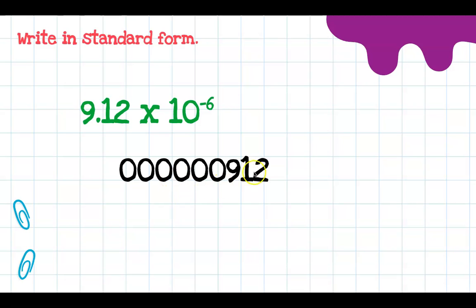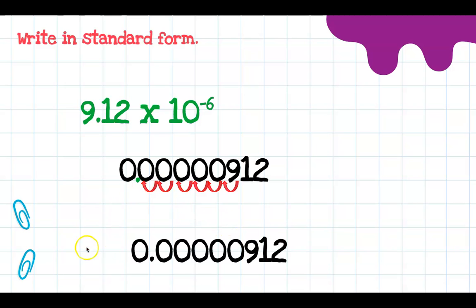Here I will show you how I found out how many zeros I'm going to write to the left. The decimal point is between 9 and 1. That's how I started. From there, you have 1, 2, 3, 4, 5, 6. Because it says 6 here, I'm going to stop, and the new position of the decimal point should be there. So the standard form of 9.1200 times 10 to the negative 6 is this.